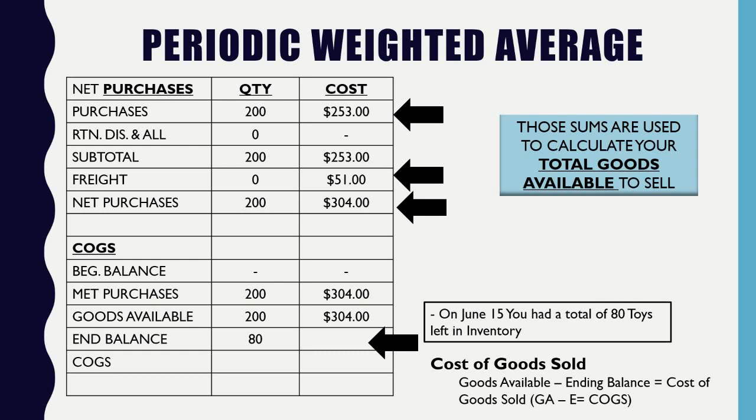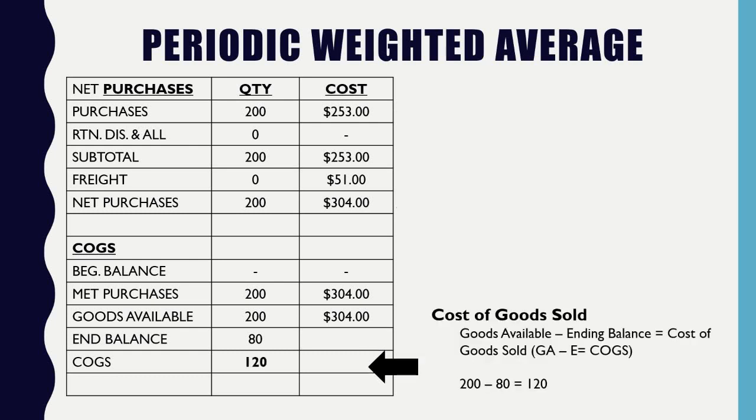goods available. Okay, so here is where I find out that on June 15, I have a total of 80 toys left, or 80 units left, right? So I now need to figure out what my cost of goods sold is. And again, if I had 200 to begin with and I have 80 left, then my assumption is I must have sold 120 units. Okay?